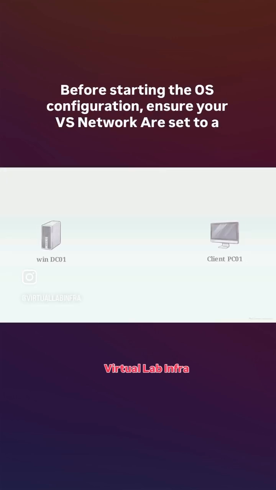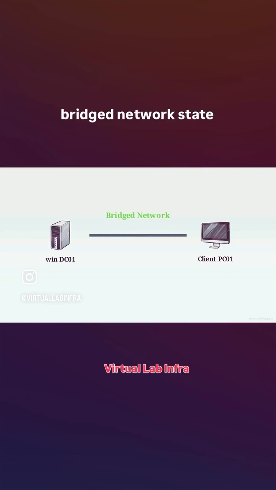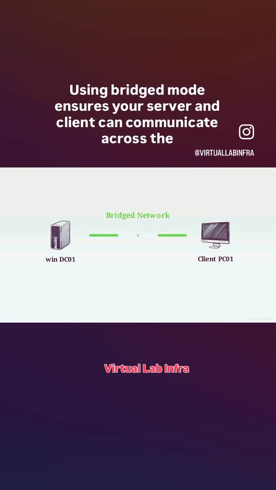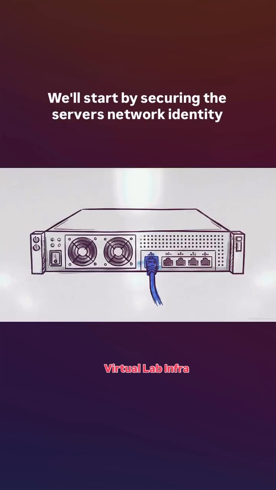Before starting the OS configuration, ensure your VM network adapters are set to a bridged network state. If the VMs remain in NAT or host-only modes, they are effectively isolated. Using bridged mode ensures your server and client can communicate across the virtual link we're building. We'll start by securing the server's network identity.